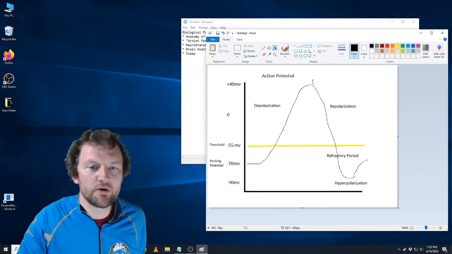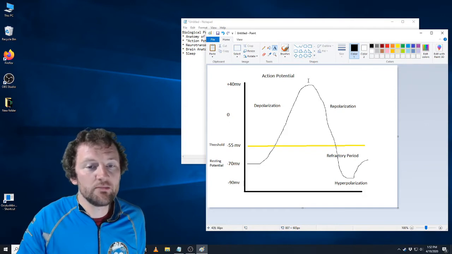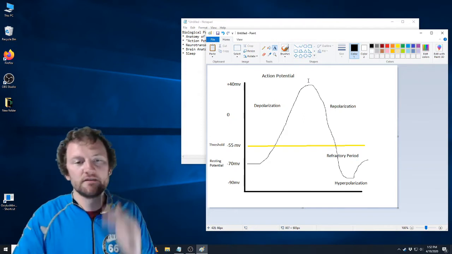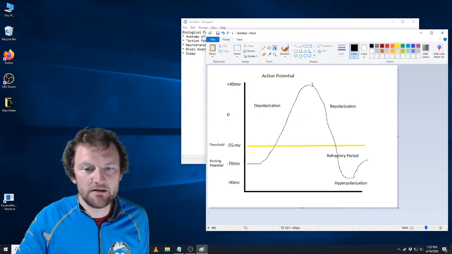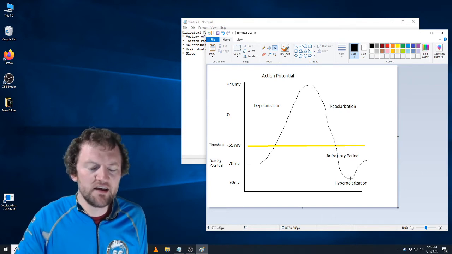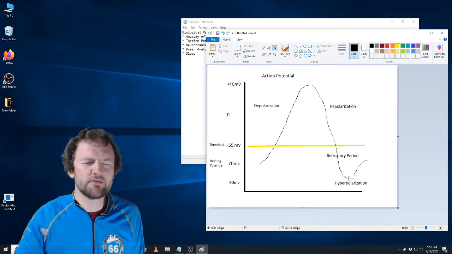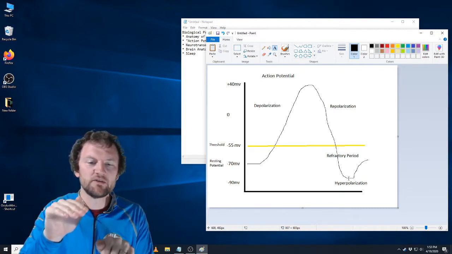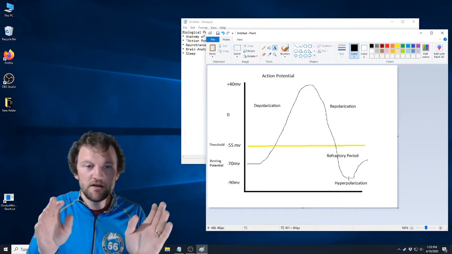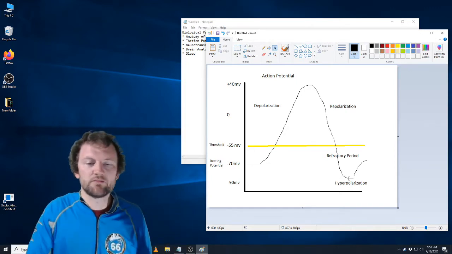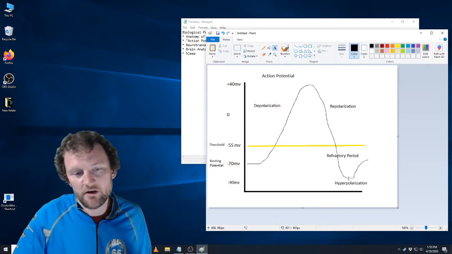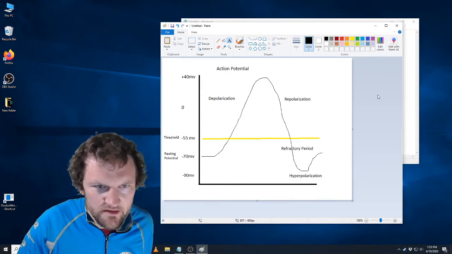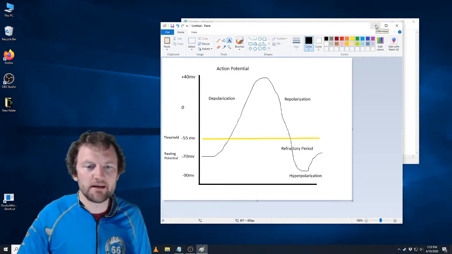Once it gets up to +40, the sodium gate closes and the potassium gate opens, making the potassium go outside, and that decreases the voltage because there's a bunch of positively charged potassium that leaves until it gets to -90, and then both of the gates close, except that now potassium is on the outside and sodium's on the inside. There's a thing called the sodium-potassium pump, which slowly gets sodium and potassium back to where they were in the first place, which gets the charges back to where they were. And that is the action potential process, both electrically and chemically.